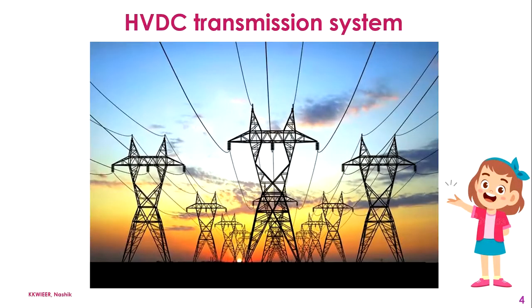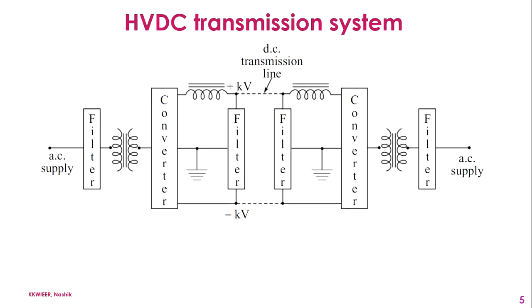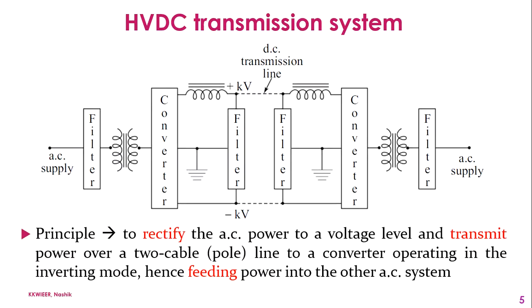So this is a very familiar diagram, you must have seen this. This is a high voltage DC transmission line. So this is a block diagram which is similar to that. The principle of this HVDC transmission system is to rectify AC power to a voltage level and transmit power over a two cable, that is, a two pole line, to a converter operating in the inverting mode, hence feeding power into the other AC system.